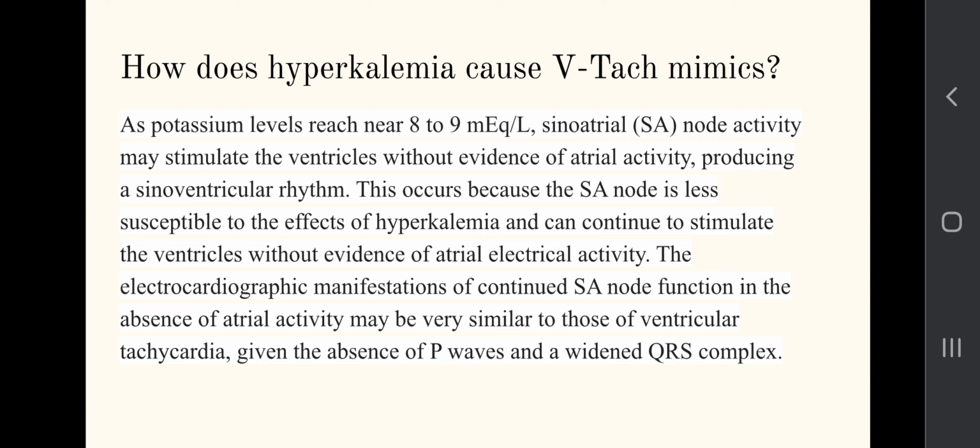The SA node activity may stimulate the ventricles without evidence of atrial activity, producing a sinoventricular rhythm. This occurs because the SA node is less susceptible to the effects of hyperkalemia and continues to stimulate the ventricles without evidence of atrial electrical activity. The electrocardiographic manifestations of the continued SA node function in the absence of atrial activity may be very similar to those of ventricular tachycardia, given the absence of the P waves and the widened QRS complex.